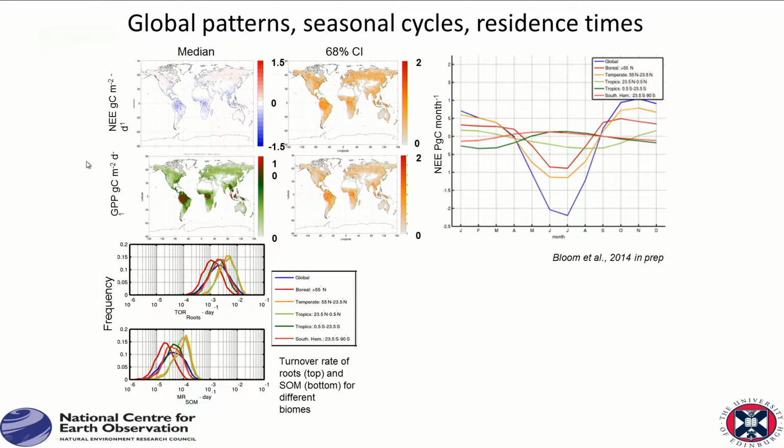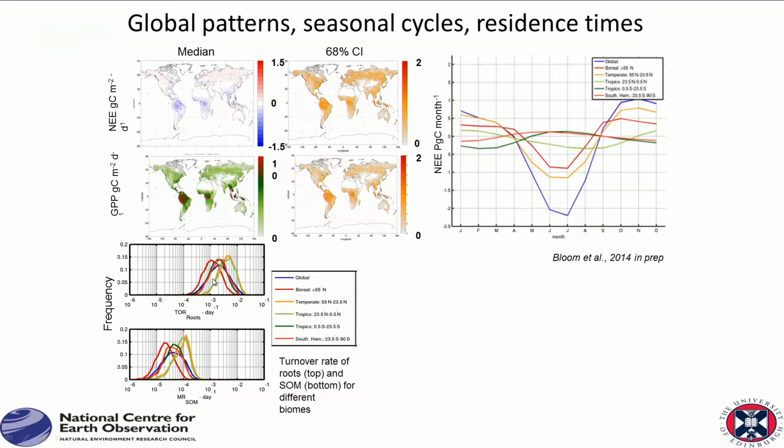So they get the median net ecosystem exchange, and there's the confidence interval. They get the GPP, the gross primary production, the photosynthesis, and its uncertainty. They get the seasonal variation in net ecosystem exchange. For the tropics it doesn't change very much, but at high latitude you get big changes. And this one's the carbon turnover time per day, so it's the turnover rate, it's 1 over the residence time.